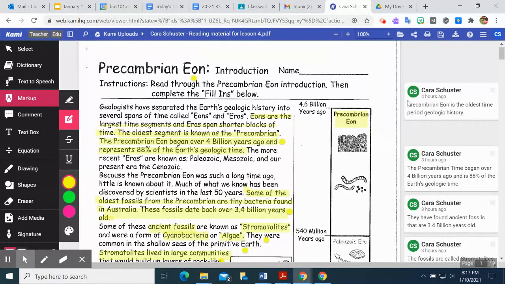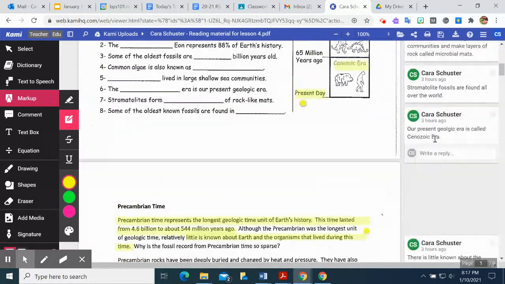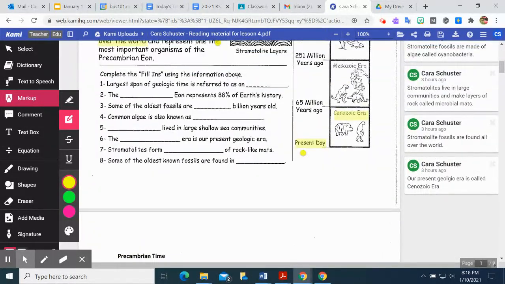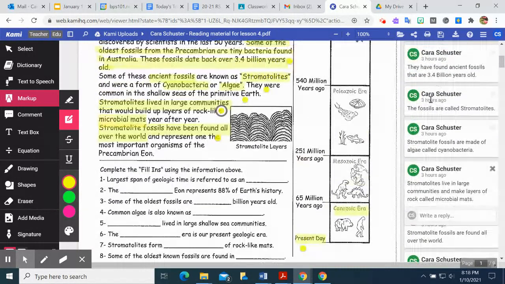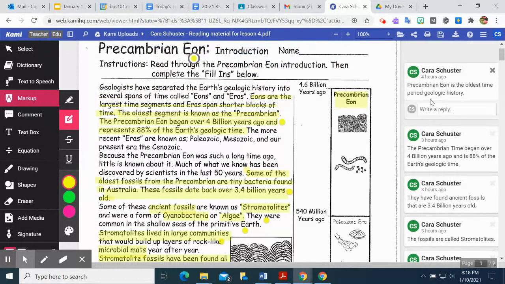I also put over here on the side some key details, and these will really help you out if you need to fill out this form down here or for any other information. These are the key ideas that you can include in your final project about the Precambrian eon.